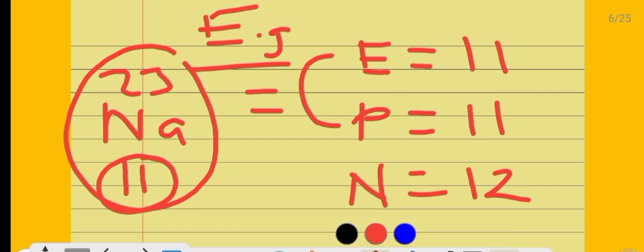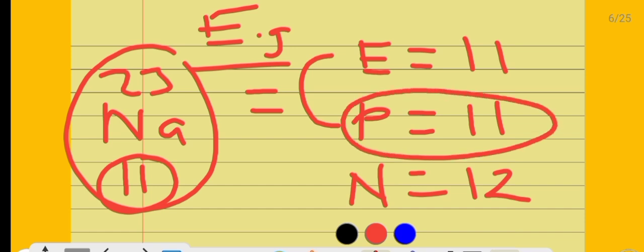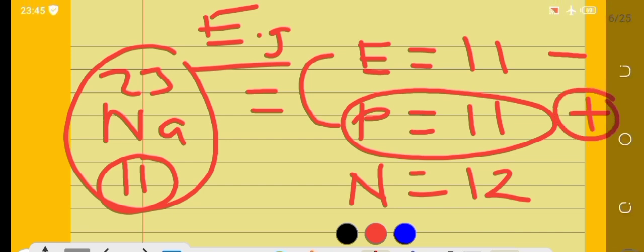Now, when it becomes a cation, the number of protons is going to be more than the number of electrons. Electrons are going to be fewer as compared to protons. Since electrons are negatively charged and protons are positively charged, the number of positive charges is going to be greater than the number of negative charges.